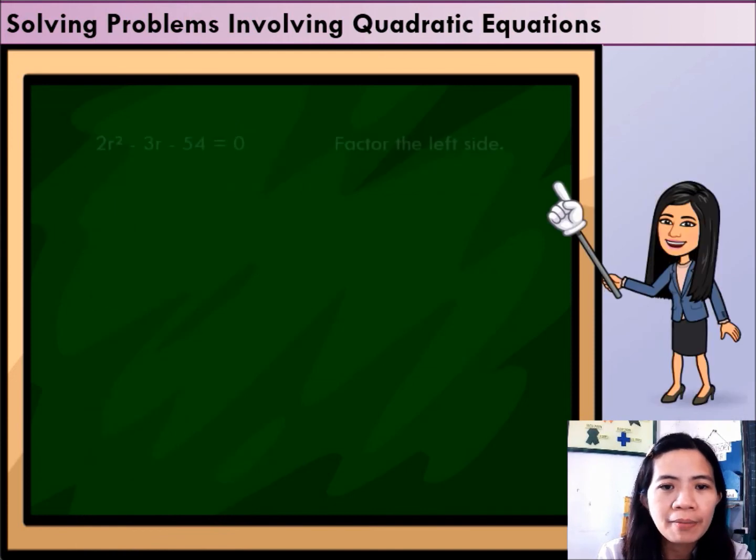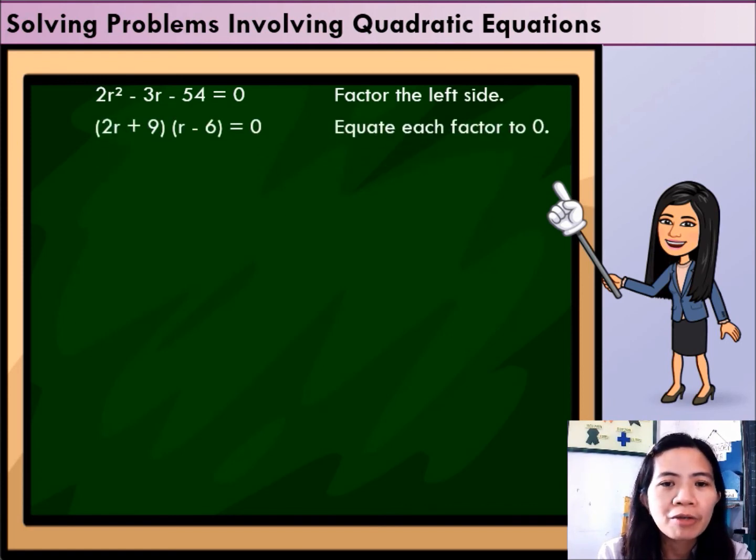To solve again, we use factoring. So what are the factors of these two numbers? We have the quantity 2r plus 9 times the quantity r minus 6 equal to 0. Let's check why it is this. These are the factors: 2r times r, and the factors of negative 54 are positive 9 and negative 6. Then we are going to check the middle term.